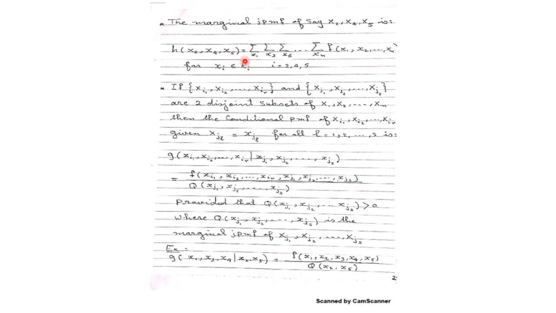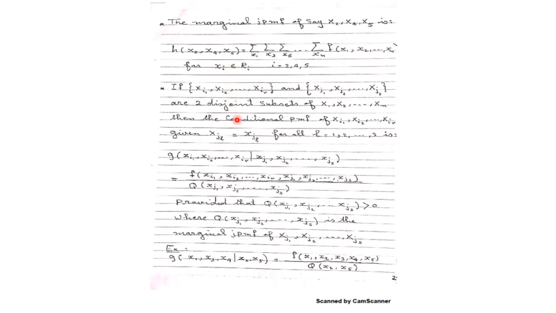So what do we add? We add over x1, over x3, over x6, and then all after this up to xn. What do you add? You add the joint probability mass function. And you have to attach the domain of these variables. So I call it xi belongs to Ri, where i is 2, 4, and 5. These indices. Okay.